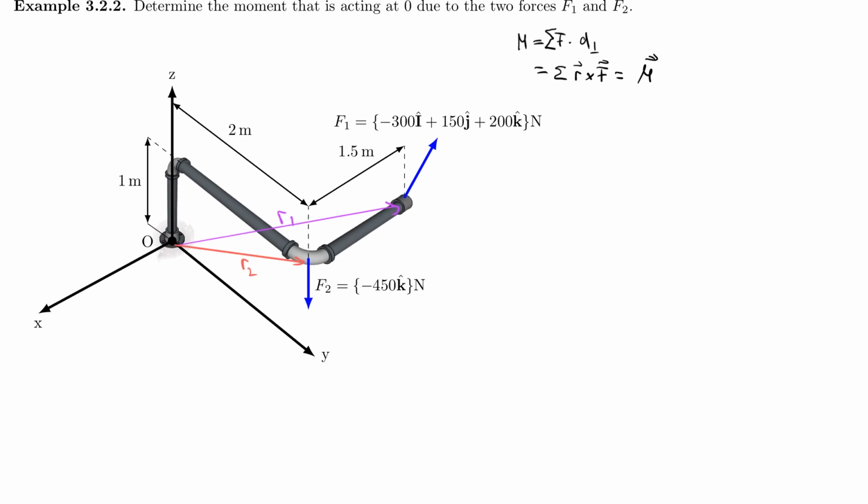So my R1 is really nothing else than negative 1.5 in the i direction, in the y direction it's plus 2, and in the z direction it's plus 1. That is already the full description of my R1. This happens to be in meters in this problem. My R2, on the other hand, is equal to 0 i hat. That will make my life very easy.